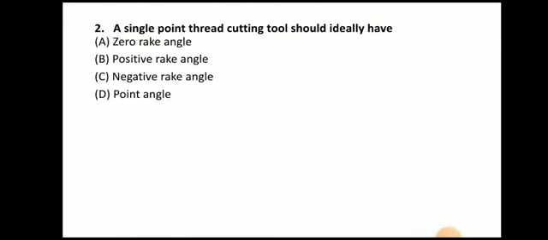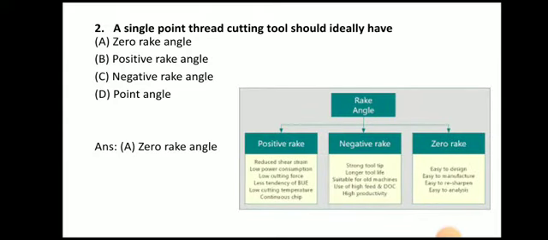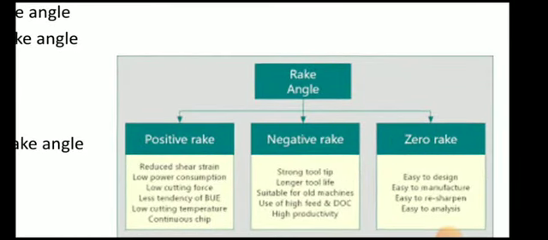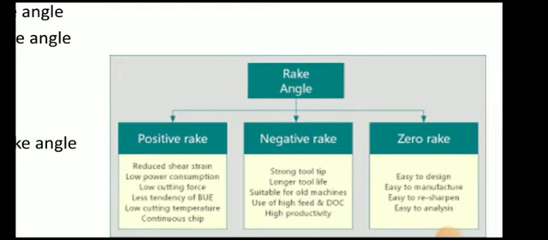Next question, a single point thread cutting tool should ideally have. The answer is 0 rake angle. So the single point thread cutting tool should have 0 rake angle. So here you can see the classification of rake angle. Rake angle is classified into positive rake, negative rake and 0 rake.